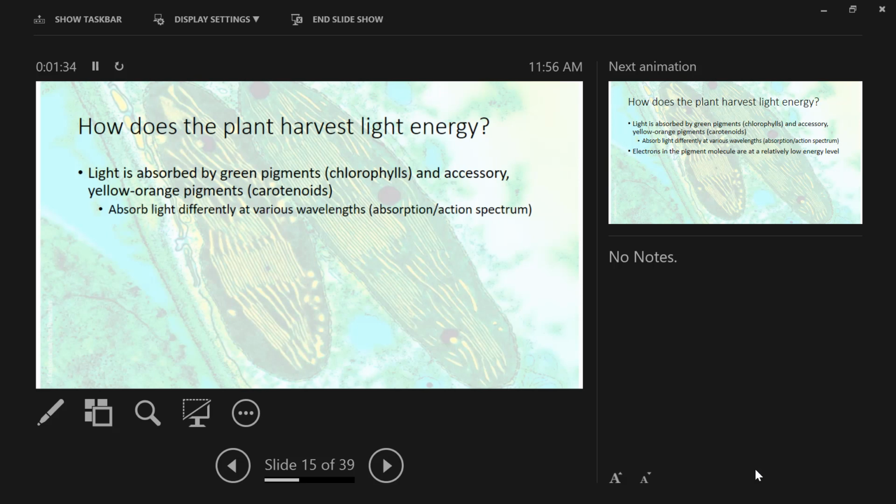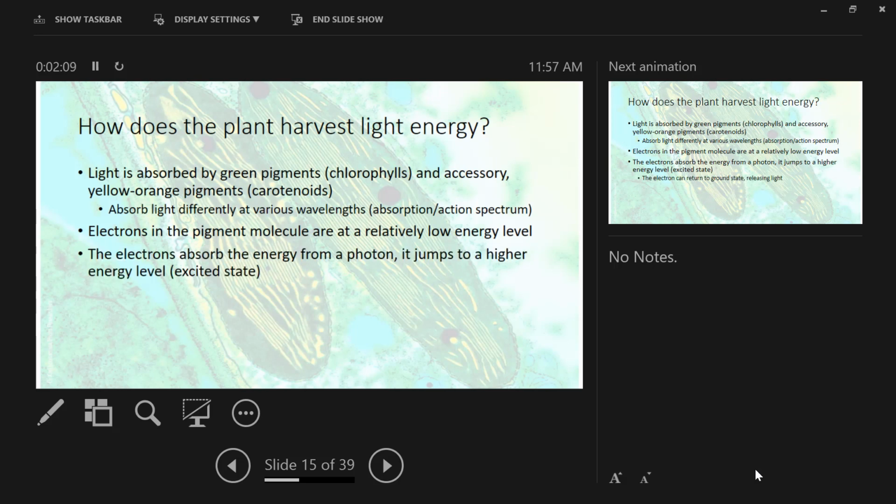So these pigments absorb light differently at various wavelengths, and here's what's actually happening. Within the pigment molecule, there are electrons, just like there are in any molecule, right? A molecule of water has electrons in it. A molecule of carbon dioxide has electrons in it. One of these pigment molecules has electrons. And some of these electrons are at a relatively low energy level, compared to electrons in other situations. Okay, so these electrons are stable. They're in a low energy level. They're exactly where they want to be.